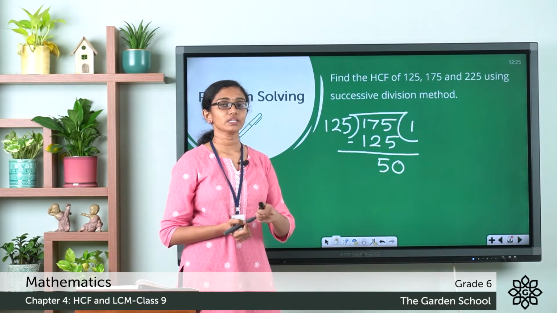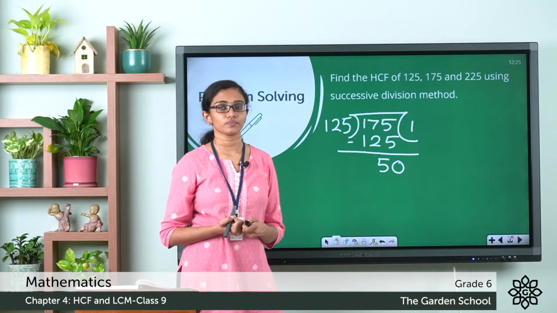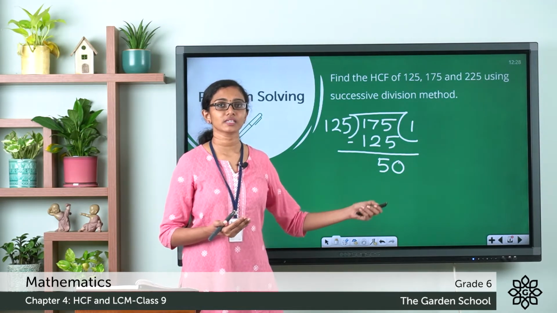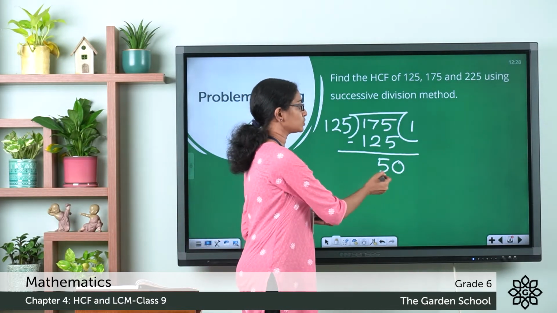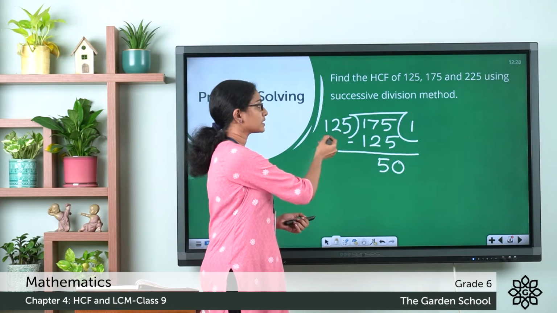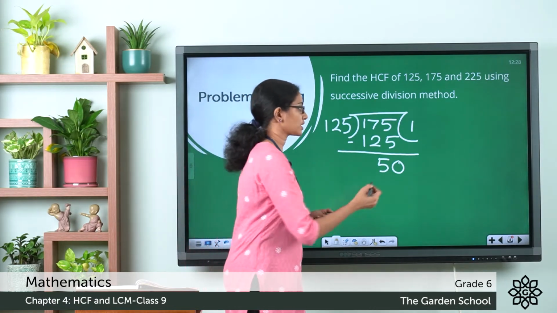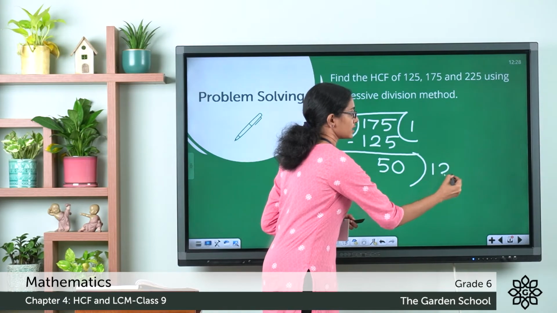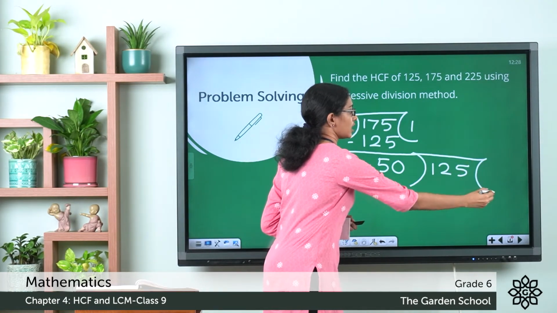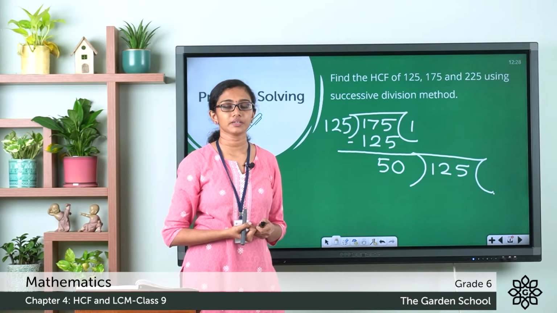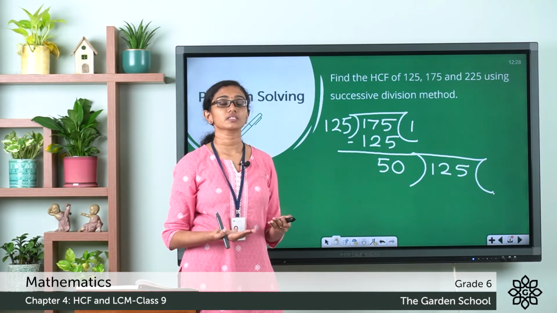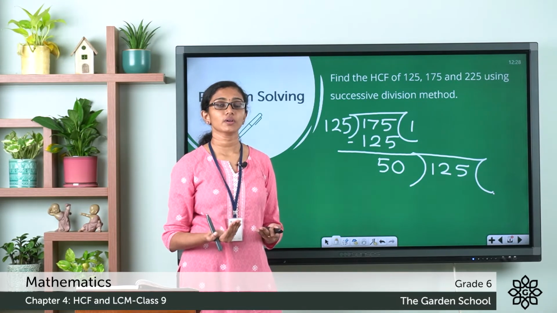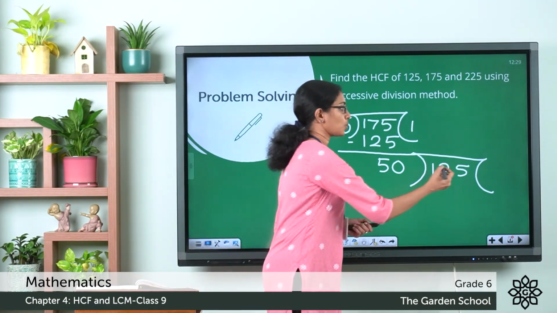Now, we have to continue the division till we get the remainder as 0. Here we got the difference as 50. Now this becomes the new divisor. So we have to use this 50 to divide the previous divisor 125. Now, how many 50s are there in 125? 50 ones are 50, 50 twos are 100, 50 threes are 150. So we can take only 2 times 50. I am going to write the 2 over here.